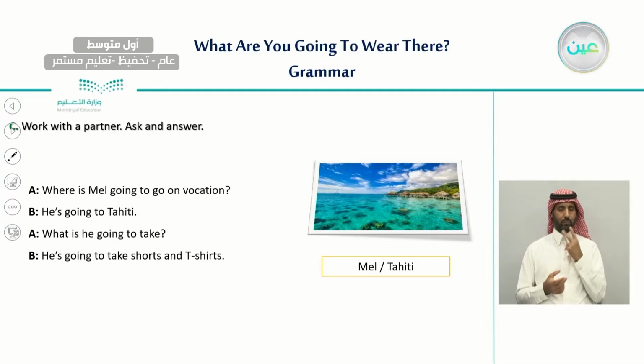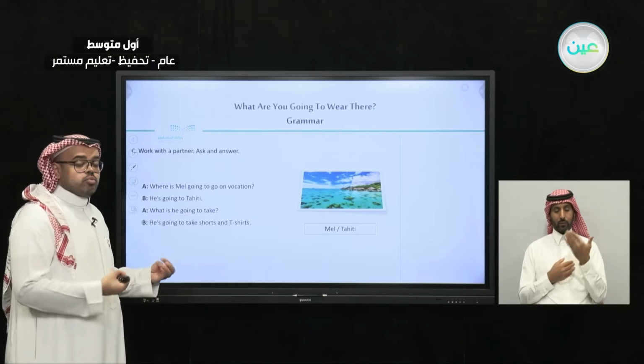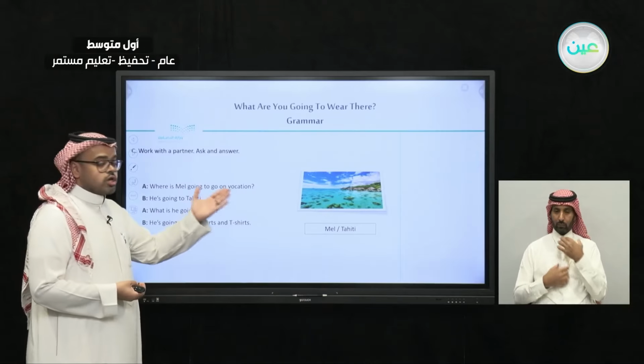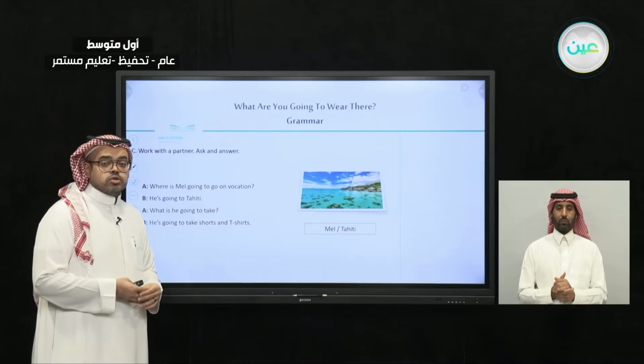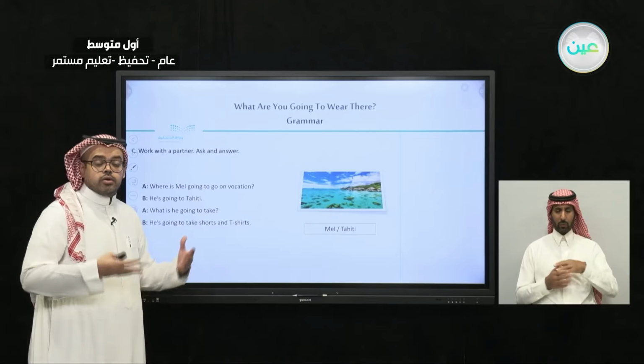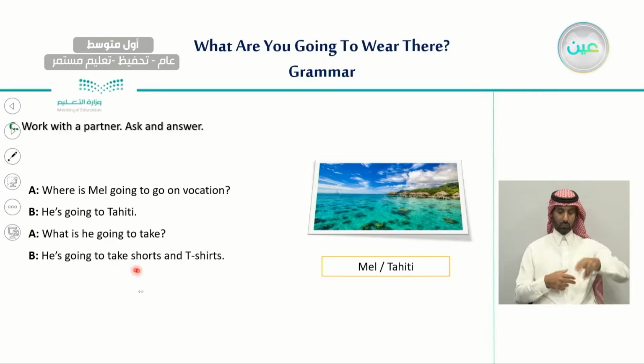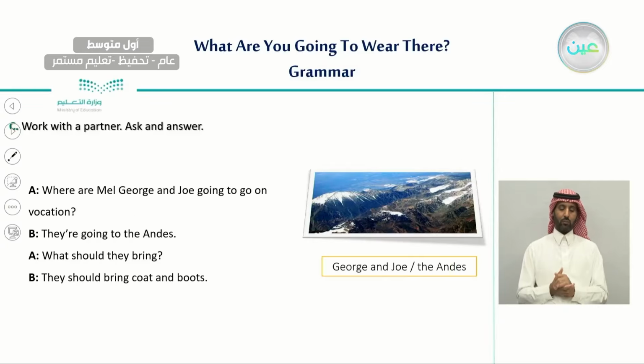And number three, his name is Mel, and the place is Tahiti. So, where is Mel going to go on vacation? He is going to Tahiti. And what is he going to take? He is going to take shorts and t-shirts. So this is only an example of a simple conversation about Mel, who is going to Tahiti. And since he's going to swim and go to the beach, we would say that he should take shorts and t-shirts.